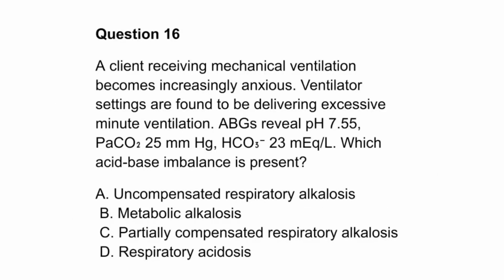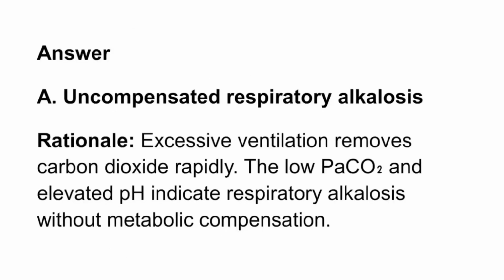Question 16. A client receiving mechanical ventilation becomes increasingly anxious. Ventilator settings are found to be delivering excessive minute ventilation. ABGs reveal pH 7.55, PaCO2 25 mm of mercury, HCO3 23 milliequivalent/L. Which acid-base imbalance is present? A. Uncompensated respiratory alkalosis. B. Metabolic alkalosis. C. Partially compensated respiratory alkalosis. D. Respiratory acidosis.